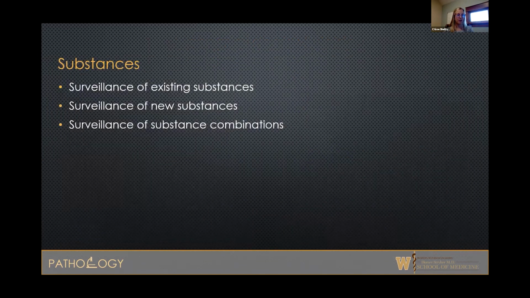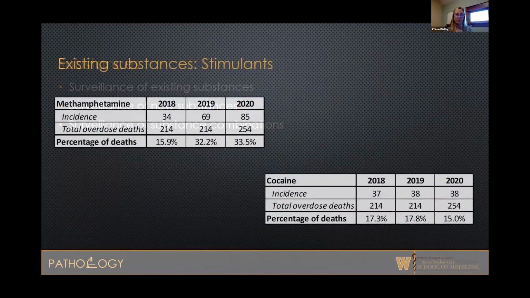And so then I want to talk about substances in the community and how those are surveyed. So we'll talk about existing substances, new substances, and substance combinations. So first we'll talk about stimulants.